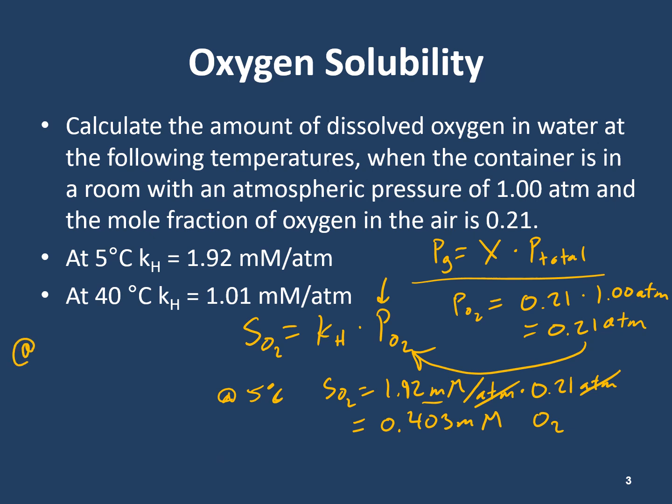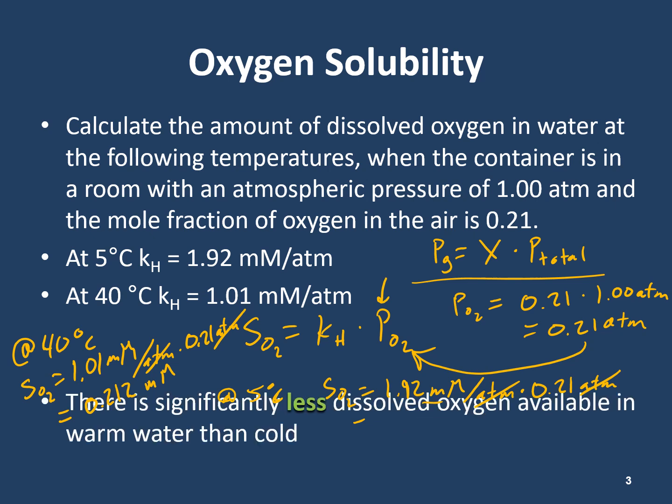We do the same thing, right? At 40 degrees Celsius, S of O2 is basically equal to 1.01 millimolar per atm times 0.21 atmospheres. Atmospheres cancel. We're going to be left with about half of the dissolved oxygen of what we had at 5 degrees. So you can kind of tell that there is significantly less dissolved oxygen present at the 40 degree point than at the 5 degree point, right?